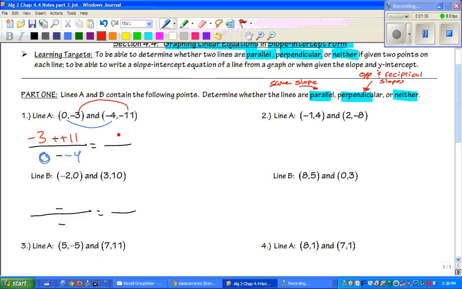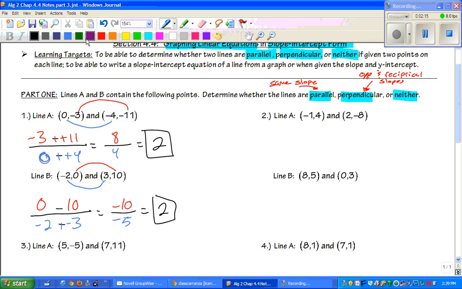So click, click, and we get 8. And on the bottom, remember, we still do click, click, and we get 4. 8 divided by 4 is a grand total of 2. All right, next one. Remember, the y's go on the top, and the x's go on the bottom. On the top, we get -10. On the bottom, we can do click, click, and get -5. -10 divided by -5 is 2. So, tell me something about those numbers. They're the same, which means that we have parallel lines.